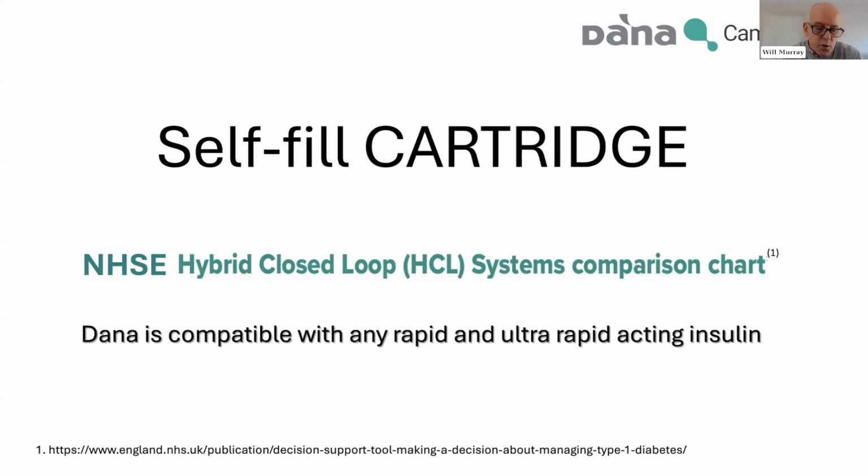It's a very useful tool, and they call it a tool for patients to help them decide their diabetes technology. It's not just about HCL systems. It talks about smart pens and all sorts of other things. But the reason I'm mentioning it here is that it shows that Dana and CamAPS is compatible with any rapid, but also ultra-rapid acting insulin. And why might that be important?